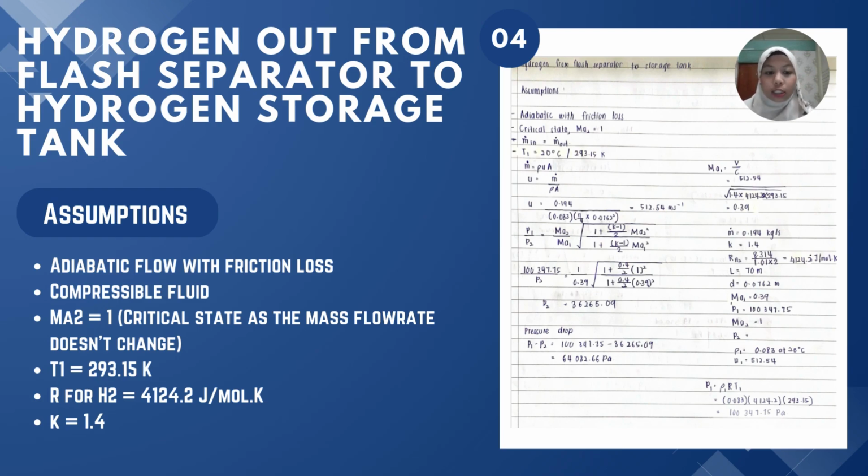After we substitute all the values in the equation that we will use, our P2 value is 36,265.09 Pascal, which makes our pressure drop 64,082.66 Pascal.